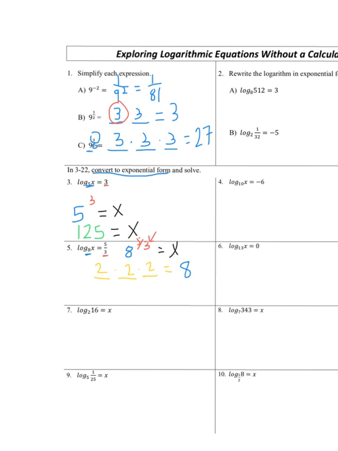How many of these 2's do we take? 5 of them. We only have 3 of those, so we need to add 2 more. So 2 times 2 is 4, times 2 is 8, times 2 is 16, times 2 is 32. So this one, our x, will be equal to 32.